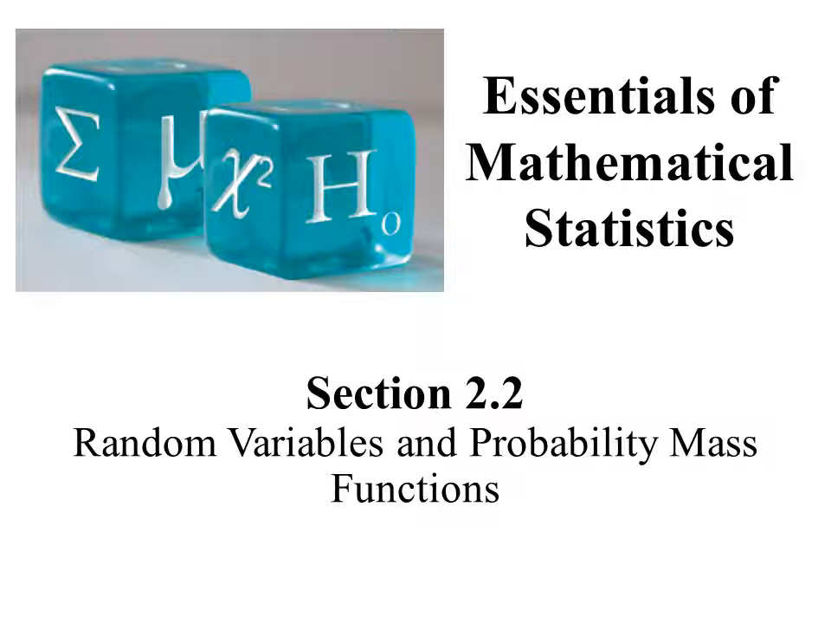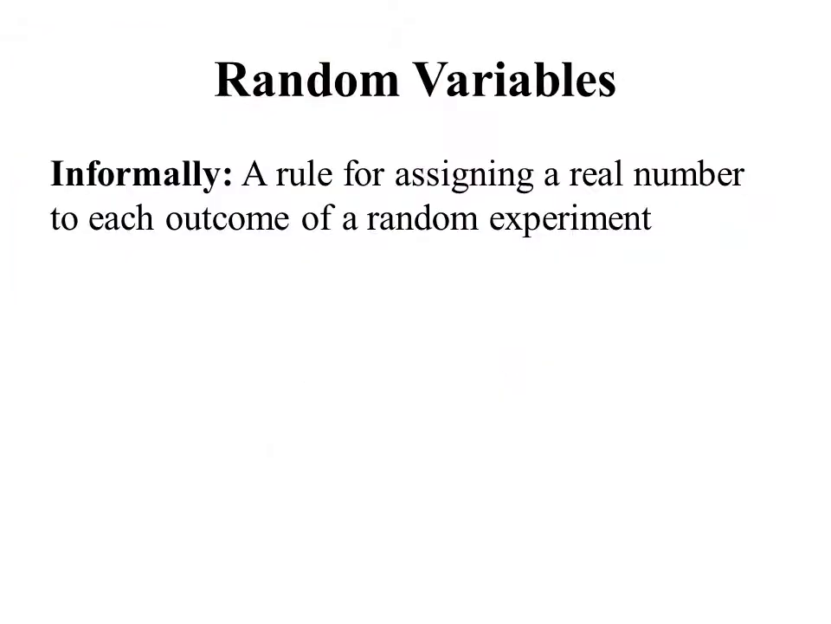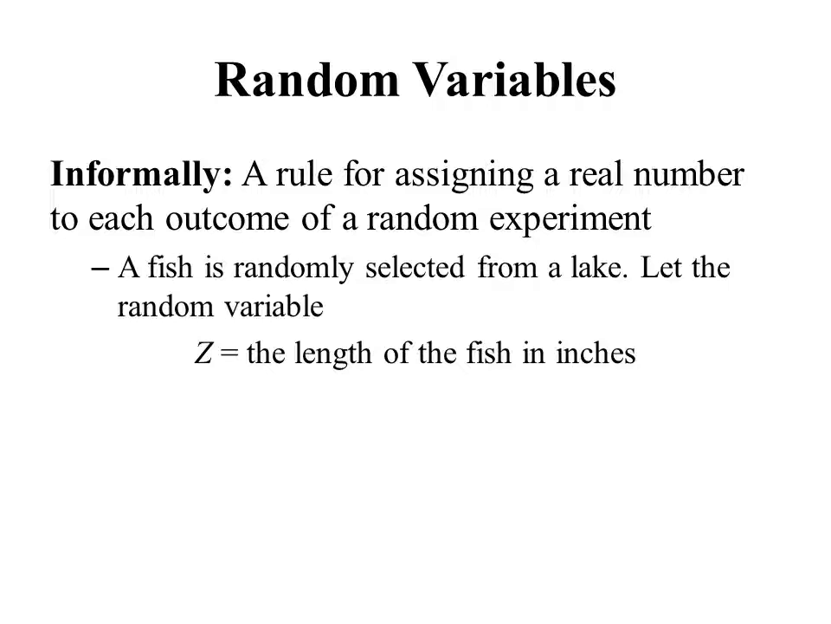In section 2.2, we're going to also introduce what we call the probability mass function. But let's start off by talking about what are random variables. Informally, a random variable is a rule for assigning a real number to each outcome of a random experiment. So we're going to do some sort of random experiment. With each outcome, we associate a real number, and that rule for assigning things is what we call a random variable.